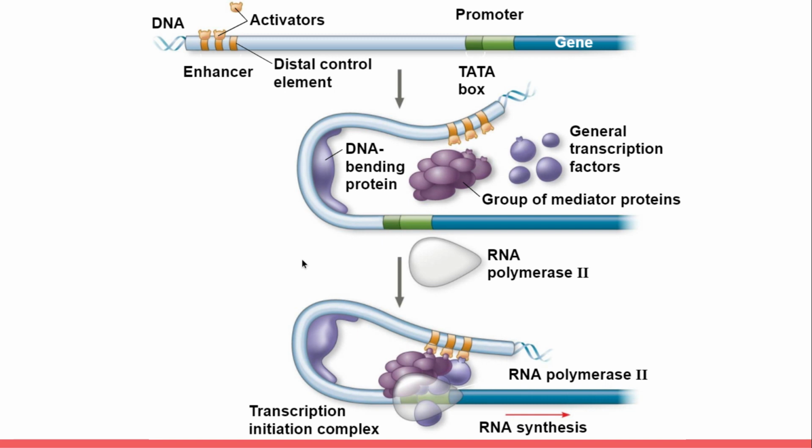So here's an image. We see an enhancer far away from the gene. You have your gene, you have your promoter sequence, and you have your distal control elements. A collection of these is the enhancer, and your activator comes and binds to it. Then a DNA bending protein comes and bends it, and it causes the assembly of mediator proteins and allows the binding of general transcription factors, which recruits the RNA polymerase II, which causes synthesis.